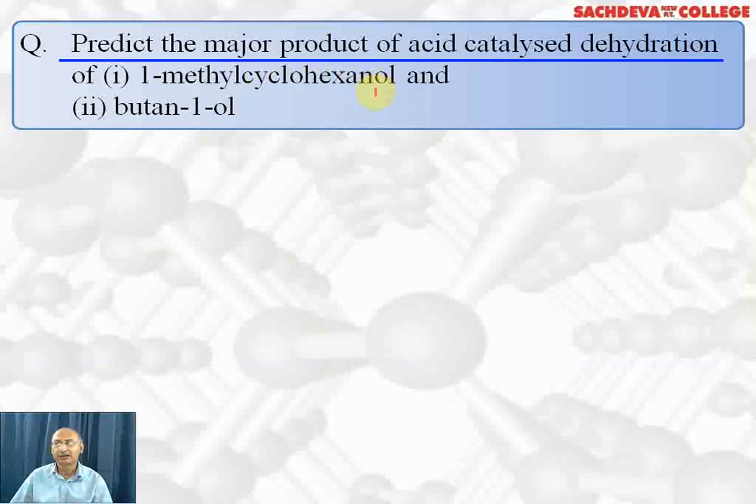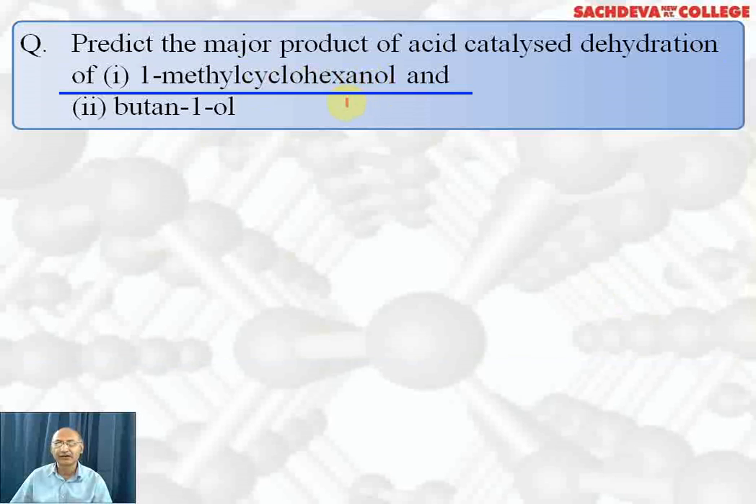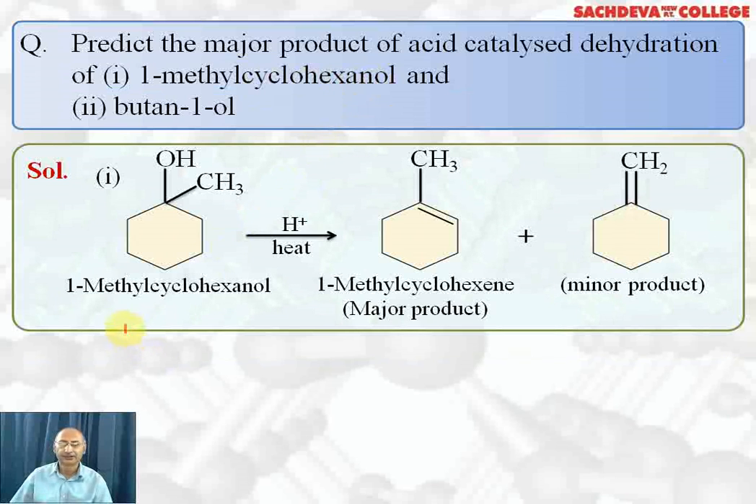Predict the major product of acid catalyzed dehydration of 1-methylcyclohexan-1-ol. This compound is 1-methylcyclohexanol. We are heating with H positive ion, so OH from here and H from here, water is removed and a double bond is formed. So we get 1-methylcyclohexene. Another possibility is that OH from here and H from this carbon is removed and we get a double bond here and we get this compound, which is a minor product.